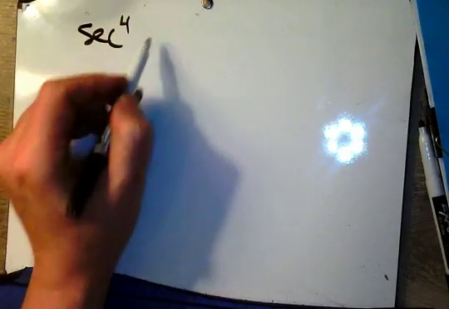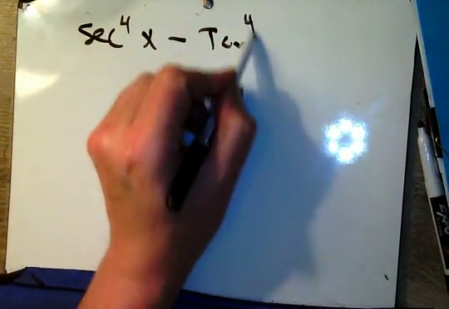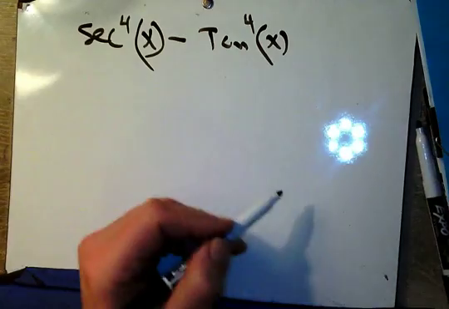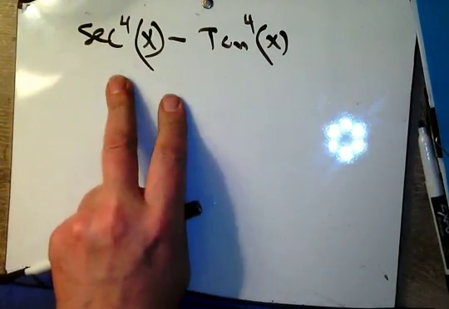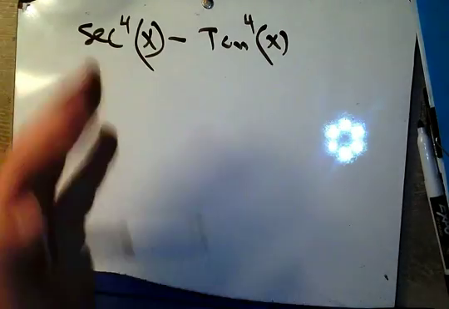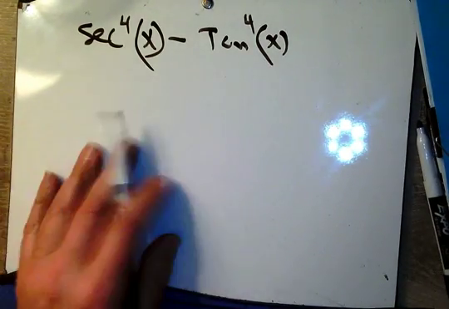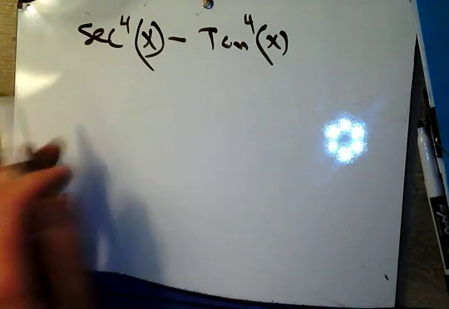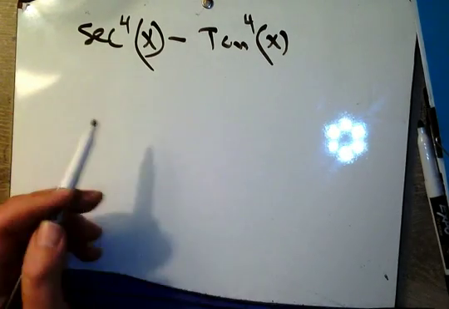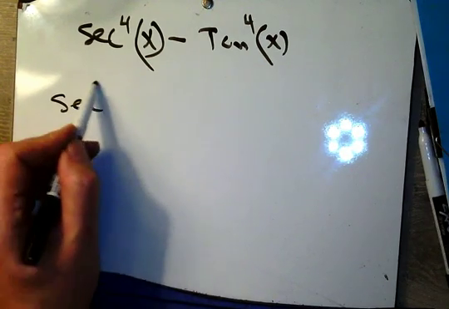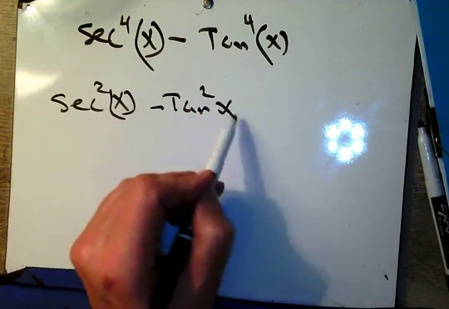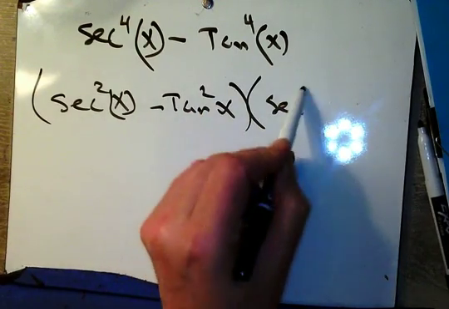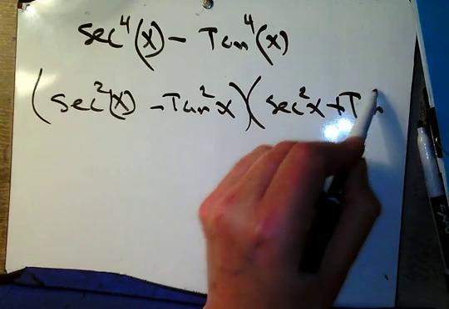Okay, so how about this one? Secant to the fourth minus tangent to the fourth. Well, that's a difference of squares. There are two things that we learned last semester that we need this semester, and one of them is factoring, and the other is solving. You know, where I set the factors equal to 0. So yeah, difference of squares. This is going to be secant squared x minus tangent squared x times secant squared x plus tangent squared x.